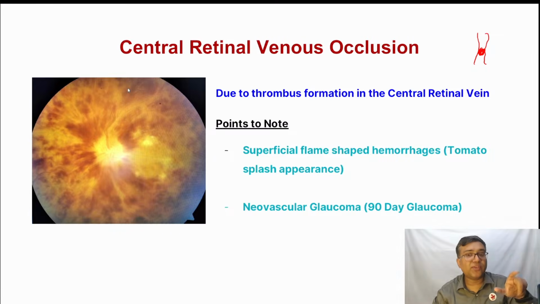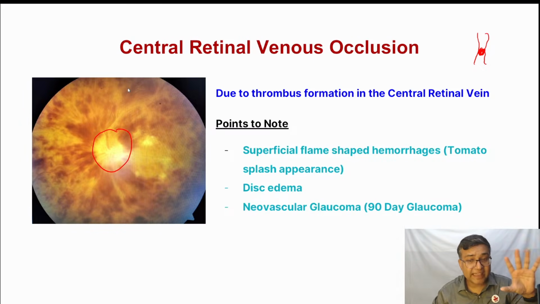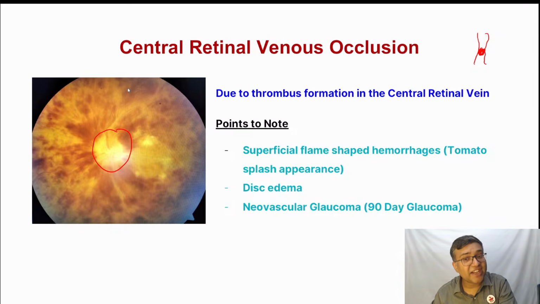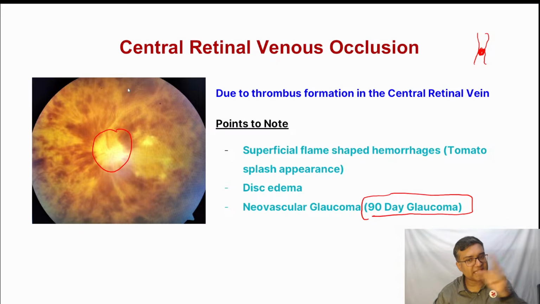Now very important is sometimes if you have ischemia as well, there is a blockage of the arterial supply as well, you would get a disc edema. As you can see here, there is a disc edema also here. So that is a sign that this patient might go into a neovascular glaucoma. Remember, the patients who are having a central retinal venous occlusion, you have to measure the IOP repeatedly, because around 3 to 4 months there might be neovascularization of iris that can cause a neovascular glaucoma in these patients. So they have asked a question in the INICET exam as well as in your NEET PG exam regarding the 90-day glaucoma, that is the neovascular glaucoma.